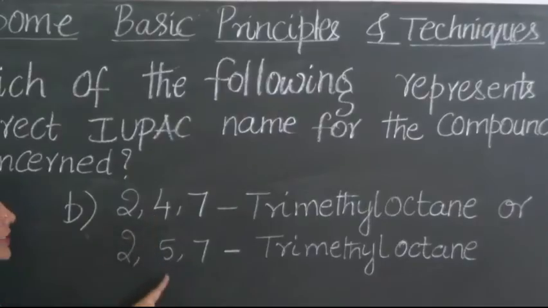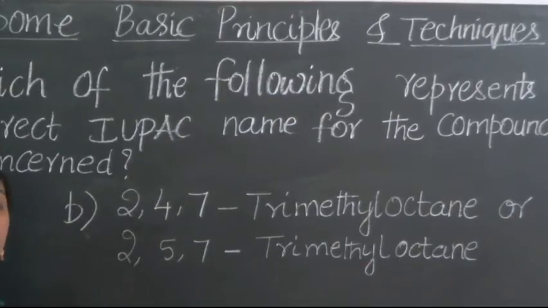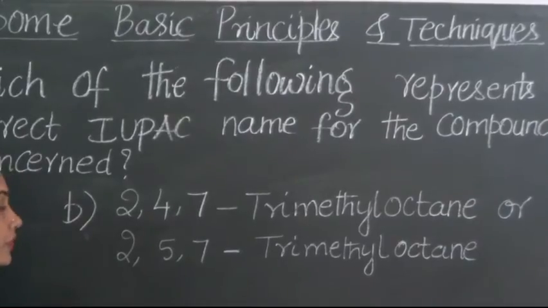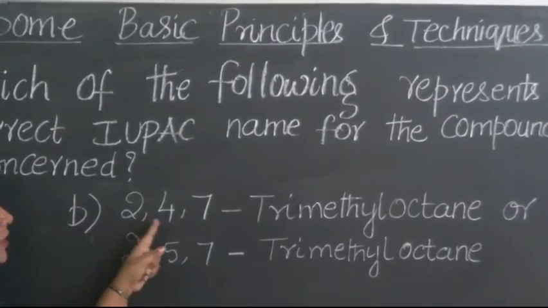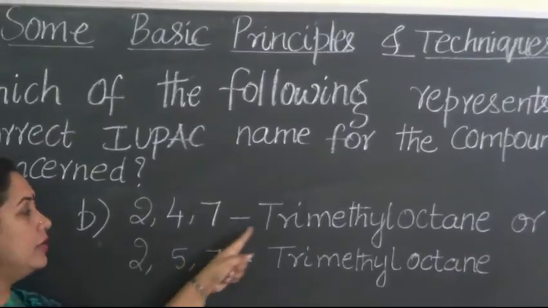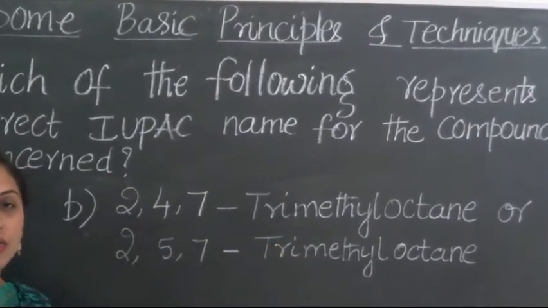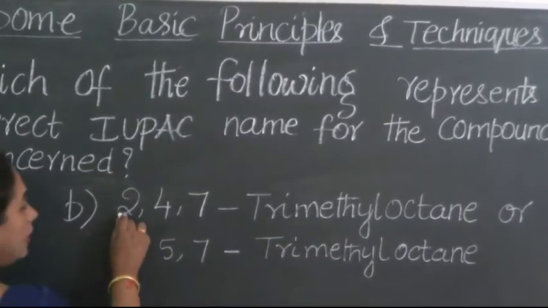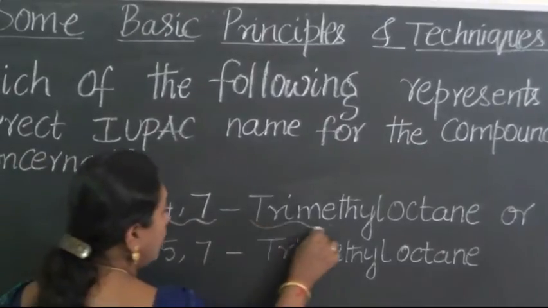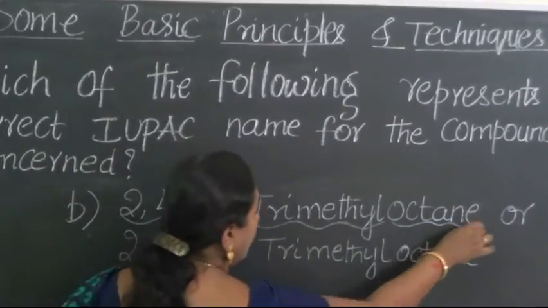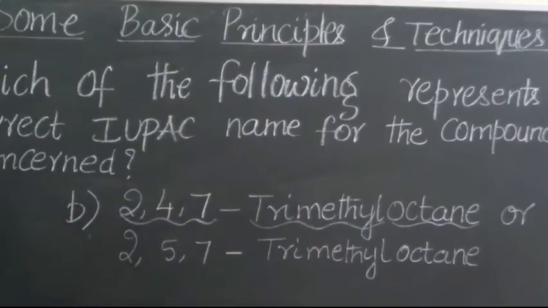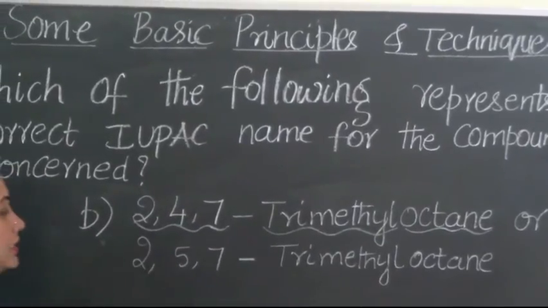Now 4 is less than 5. So therefore, applying the lowest sum rule, the name 2, 4, 7 trimethyl octane would be the correct IUPAC nomenclature of this compound and not 2, 5, 7 trimethyl octane.